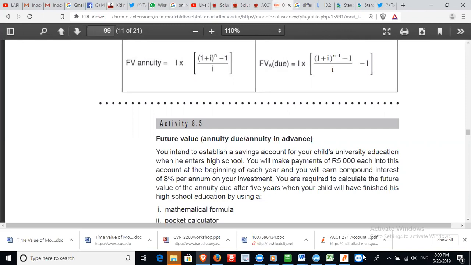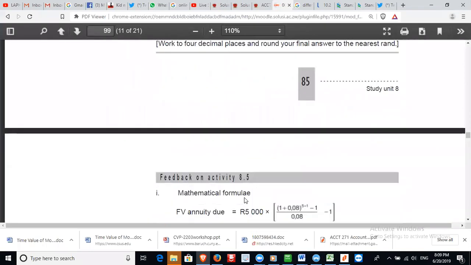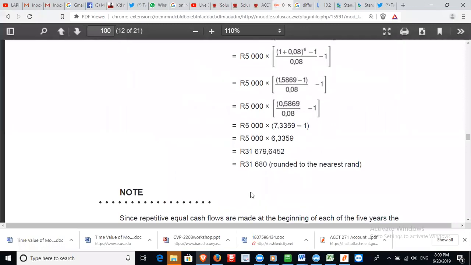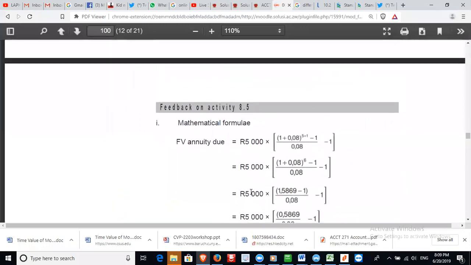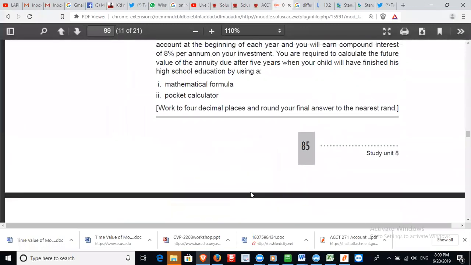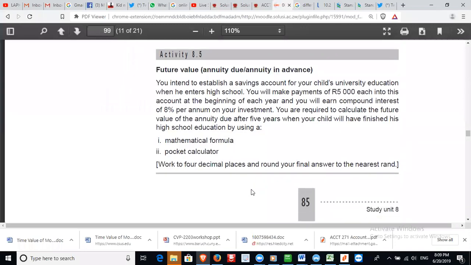What's the answer, Bongani? 17,530.56. 17,000? 530.56. Somewhere that way you missed it. There's somewhere where you missed it.